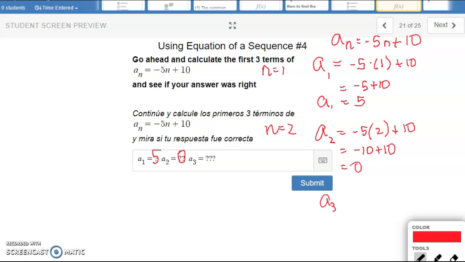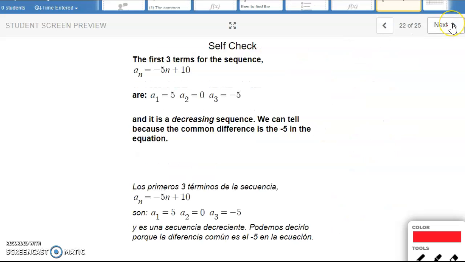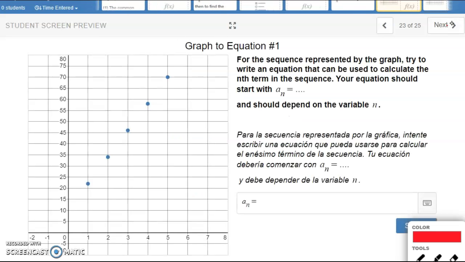And finally, the third term is negative 5 times 3 plus 10. That's negative 15 plus 10. That's negative 5. So I know that the third term is negative 5. And again, you can tell that the sequence is decreasing because it's going from 5 to 0 to negative 5. And then card number 22 just summarizes what we just found. And then card number 23.